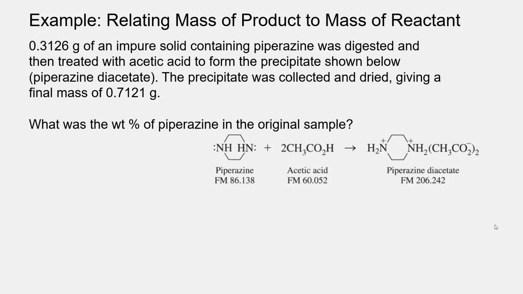So for instance, here's a worked example from section 27.1 of Harris where we look at an impure solid containing the organic molecule piperazine. We're going to digest the original sample and treat it with acetic acid to precipitate the piperazine out as piperazine diacetate. This precipitate was collected and dried and found to have a final mass of 0.7121 grams. This obviously is a more complicated setup to a gravimetric analysis problem, but the central principle hasn't changed. We're asked to find the weight percent of piperazine in the original sample, and we're given a balanced chemical equation to show the reaction stoichiometry of the precipitation reaction.